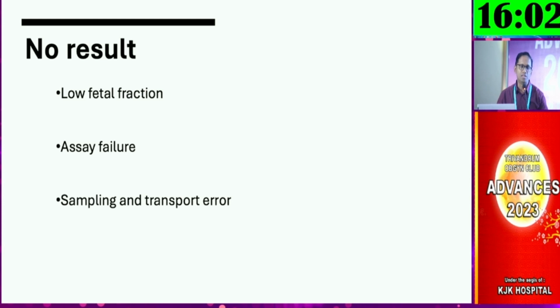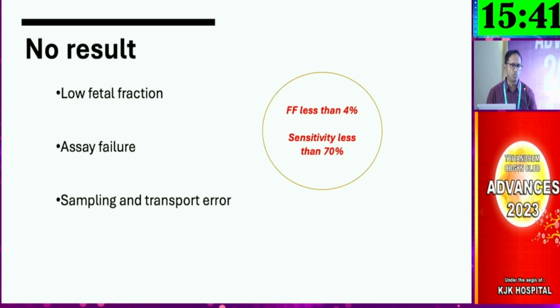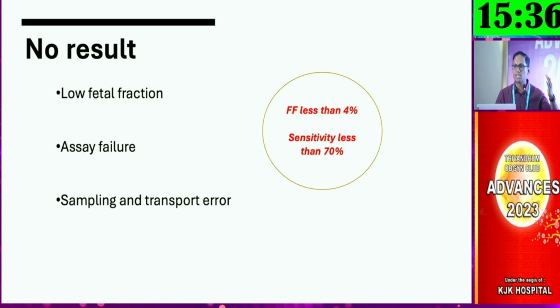Now, why do you get a no result? A no result could be because the proportion of contribution by the fetus is less. Because unless the fetus contributes a significant amount of DNA, you will not be able to be sure whether there is an overrepresentation of chromosomal material in that DNA. And that's the most common cause. And when that fetal fraction falls below 4%, you know that the sensitivity of this test goes down from that 99.9% to 70%, which is similar to that of a triple test. So the first thing that you need to know is you need to get good fetal fraction.